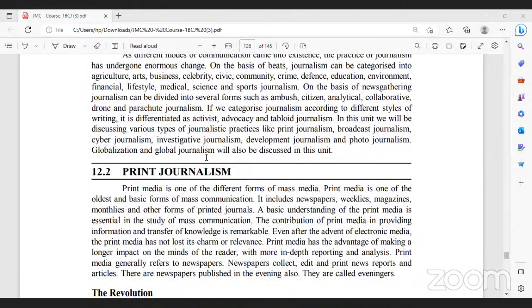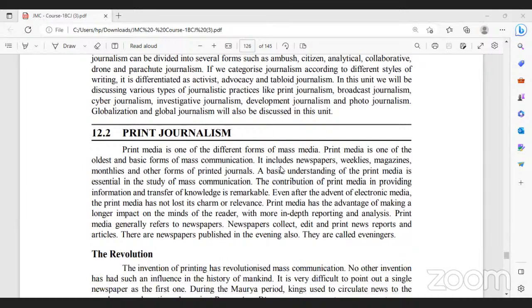What do you mean by print media? Print media is one of the different forms of mass media, and it basically includes newspapers, weeklies, magazines, monthlies, and other forms of printed journals. So when we are saying print journalism, it is not only newspapers; apart from that, we have weeklies, magazines, brochures. Anything that is in printed form is related to print journalism.